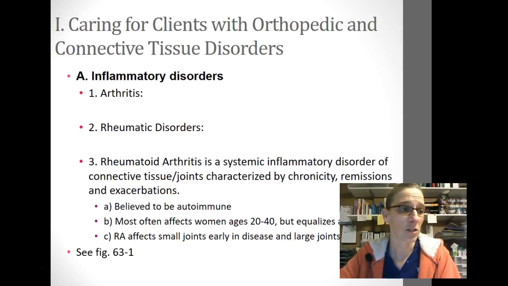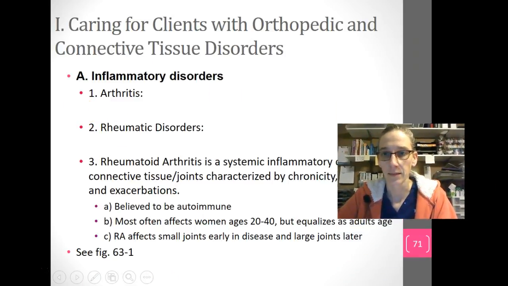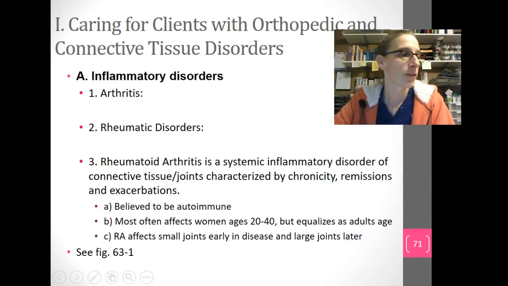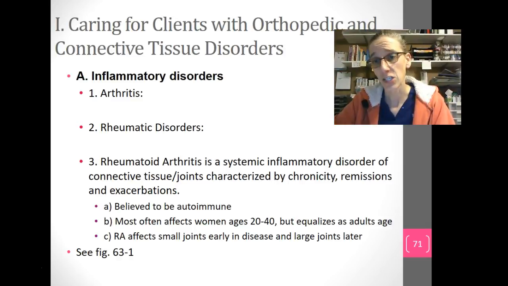And then you have rheumatic disorders. There's more than 100 different types. It is one of the most common orthopedic problems, obviously, with that many different types. Rheumatoid arthritis is a systemic inflammatory disorder of connective tissue, joints, characterized by chronicity, remissions, and exacerbations. So chronicity means it's a chronic problem. It's not an acute thing. Remissions means that it can go away and come back. And exacerbations are when it comes back with a vengeance, okay?